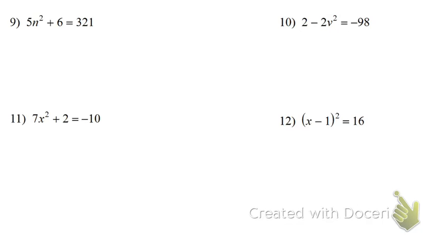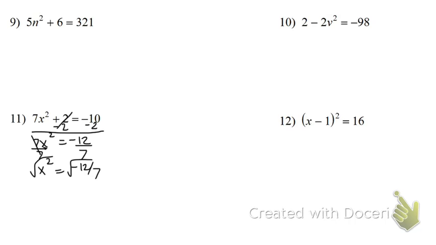Okay, number 11. Subtract 2 on both sides. And you get 7x squared equals negative 12. Divide by 7, which is not a very pleasant number over there because that's a fraction. I mean, if you want to write it, it's negative 12 sevenths. But it doesn't matter. If I go to square root both sides, you can't take the square root of a negative number. So you stop and you say, no solution.